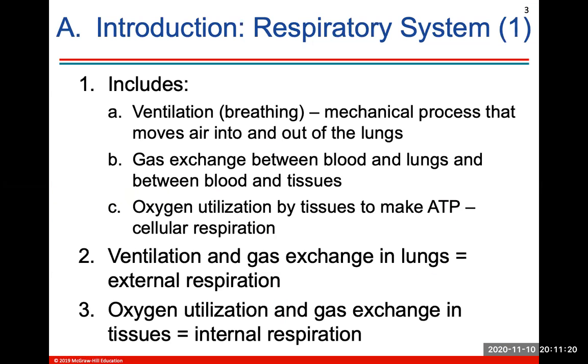Your respiratory system includes ventilation, that's just breathing, the mechanical process that moves air into and out of the lungs; the gas exchange that we'll talk about between blood and lungs and blood and tissues; and oxygen utilization by tissues to make ATP, which is called cellular respiration. Ventilation and gas exchange in the lungs is called external respiration. Oxygen utilization and gas exchange in tissues is called internal respiration.